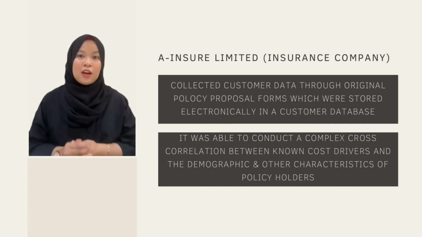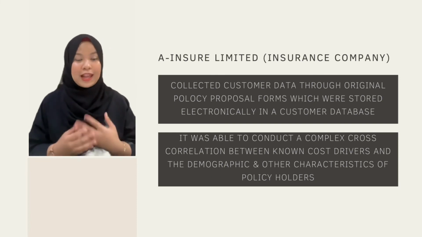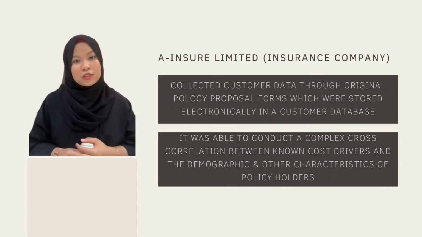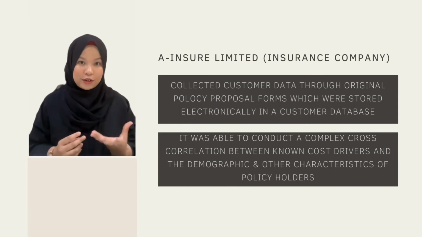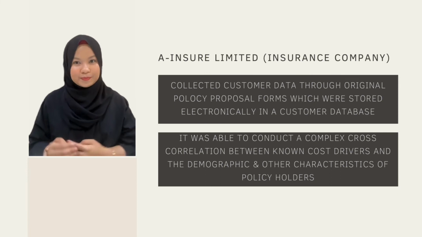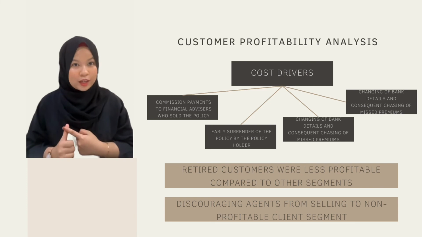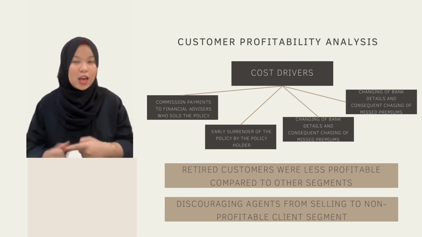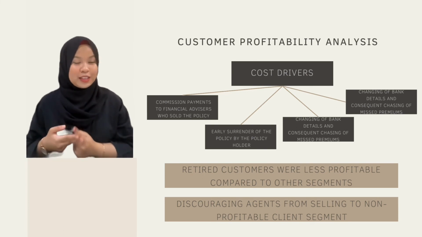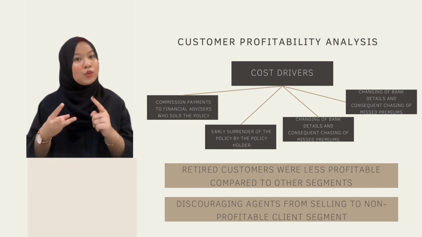A Insure collected customer data through original policy proposal forms, which were stored electronically in a customer database. It was able to conduct a complex cross-correlation between known cost drivers and the demographic and other characteristics of policyholders. The cost drivers identified were, firstly, the commission payments to financial advisors who sold the policy, early surrender of the policy by the policyholder, changing of bank details and consequent chasing of missed premiums, and also responding to customer queries.